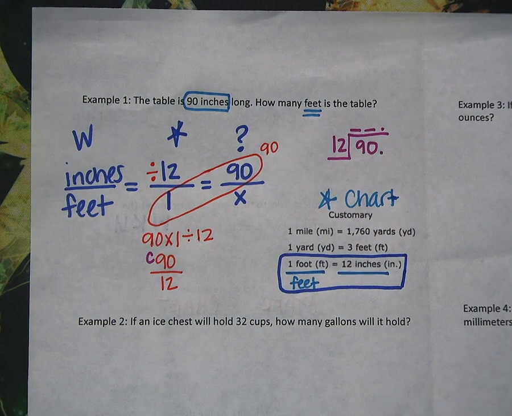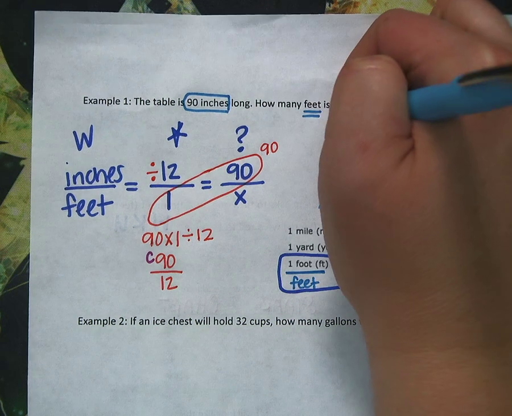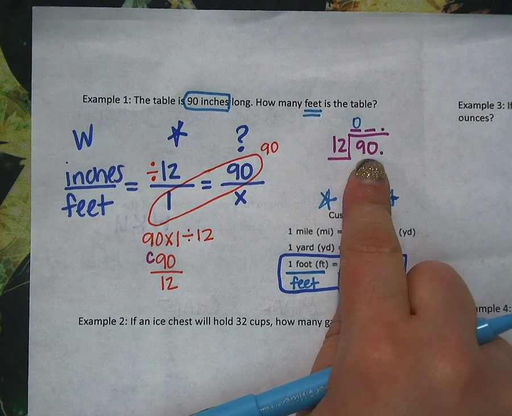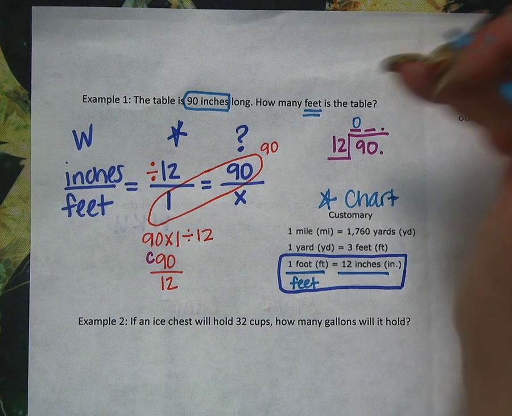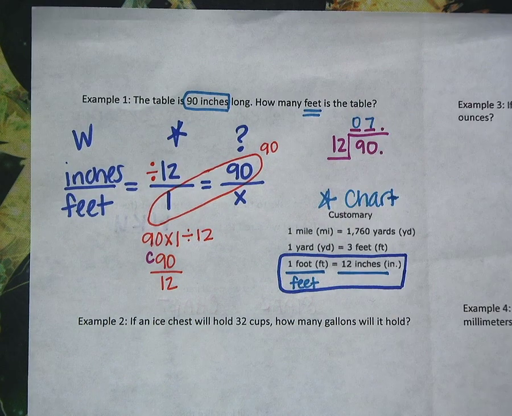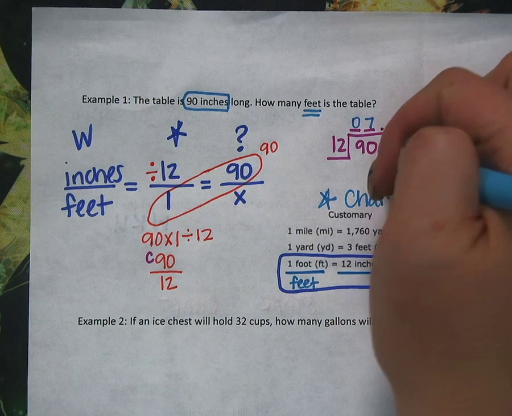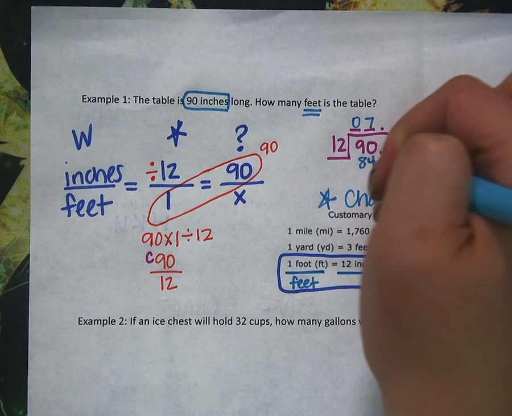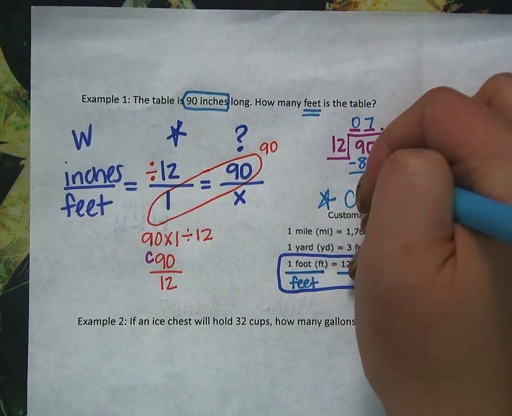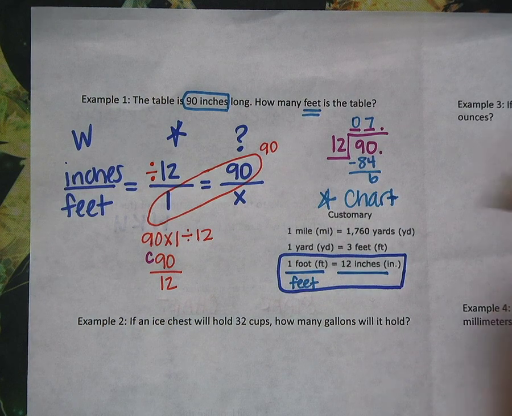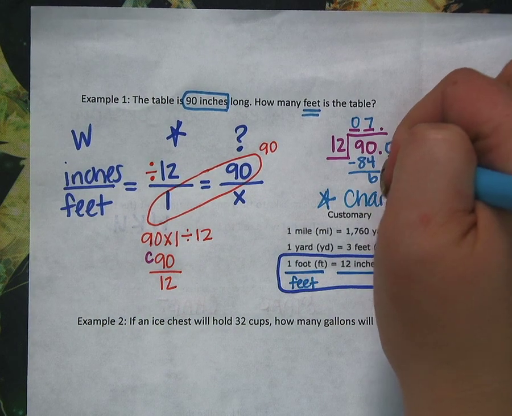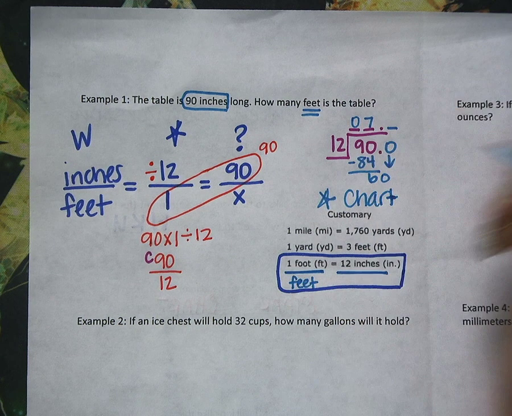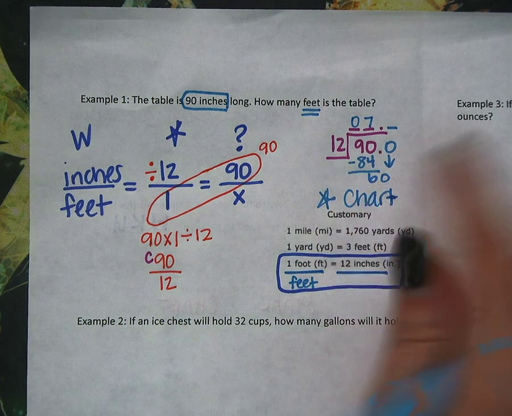So can 12 people sit in 9 chairs? No, they cannot. But 12 people can sit in 90 chairs, and that is going to be 7 times. 7 times 12 is 84. And I have 6 left over. So I'm going to need to eat a donut. Bring it down. Can 12 people sit in 60 chairs?